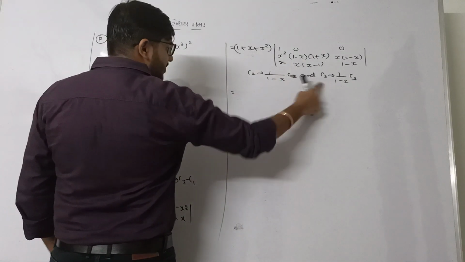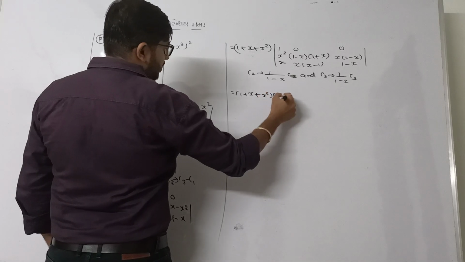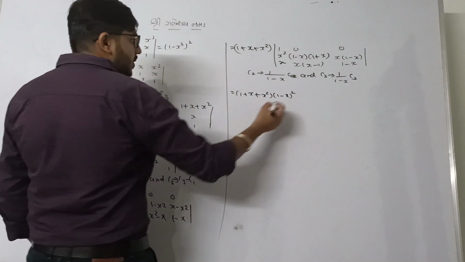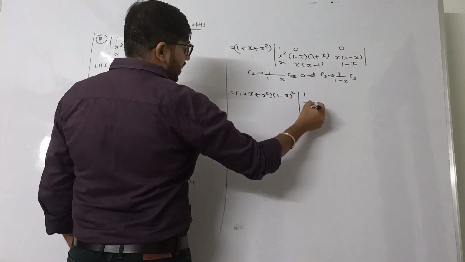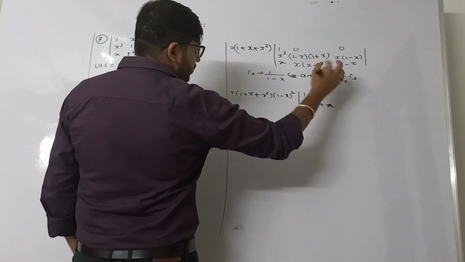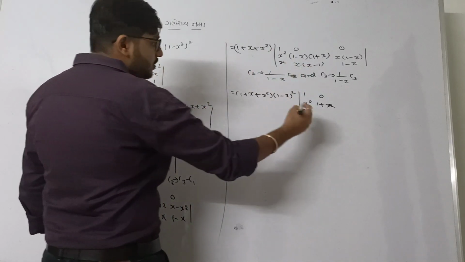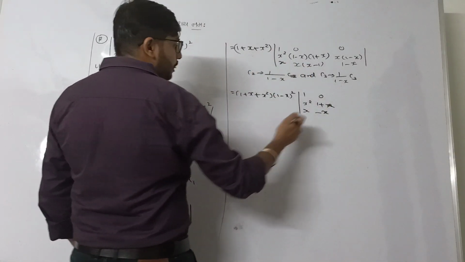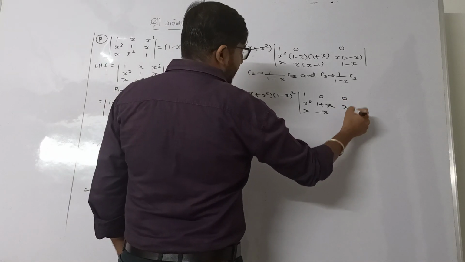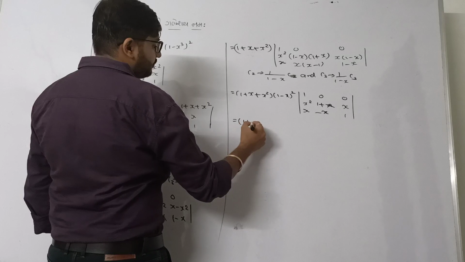As we divide by 1 minus x two times, we have to multiply by 1 minus x whole square. So now it is 1, 0, 0; x, 1, x; x square, 1 plus x, and so on. Now be careful: as you divide by 1 minus x, and here we have x minus 1, there will be a minus sign outside. And then 0, x and 1. And now we can expand from the first row.